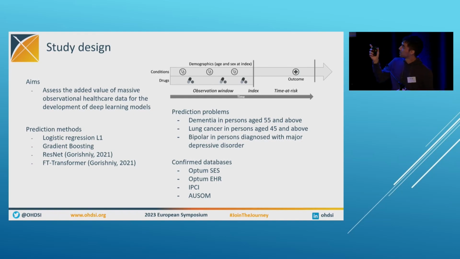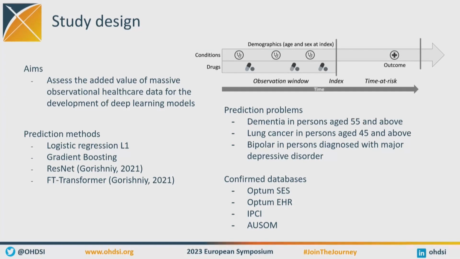We'll be predicting dementia in persons aged 55 and above, lung cancer in persons aged 45 and above, and also the transition of persons that are initially diagnosed with major depressive disorder, but then go on to get a new diagnosis of bipolar disorder. And we have a couple of confirmed databases: the US-American Optum claims and EHR databases, the Dutch IPCI GP database, and then the Korean AUSOM EHR database.